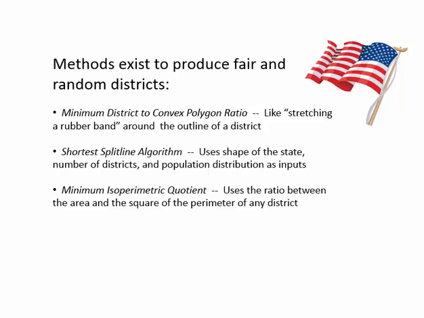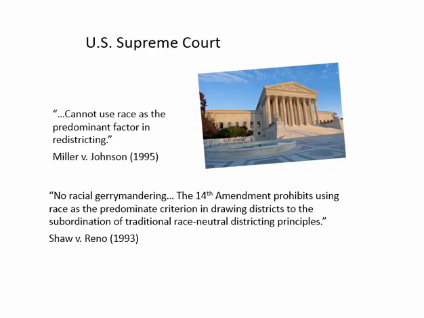So even though there is a way to produce fair and random district boundaries, and even though the Supreme Court, like I said earlier, has ruled many times that gerrymandering is illegal, it's hard to prove, and honestly, it still goes on to this day.